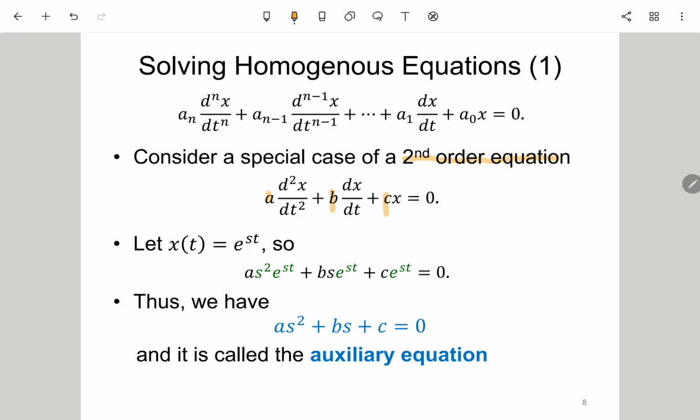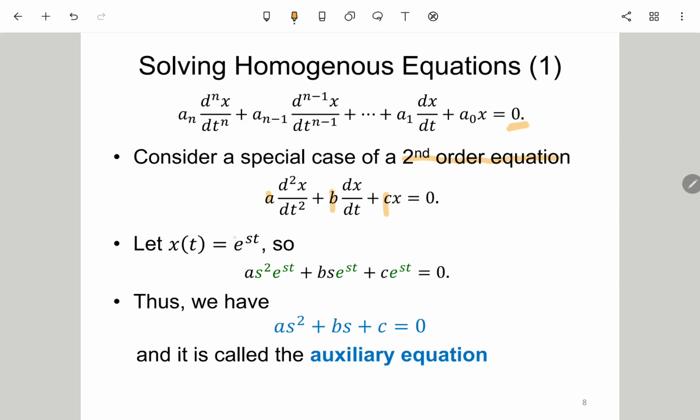And then of course we try to solve for the right hand side to be 0 for the homogeneous equation, as the homogeneous solution. So here we try to guess what the solution is.